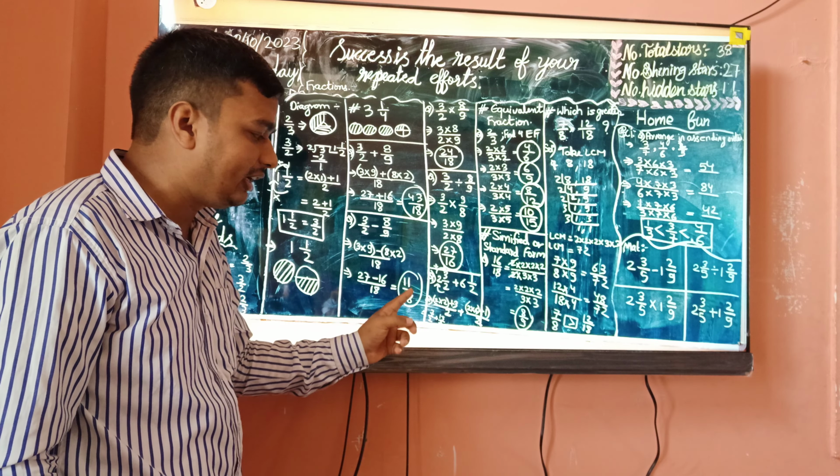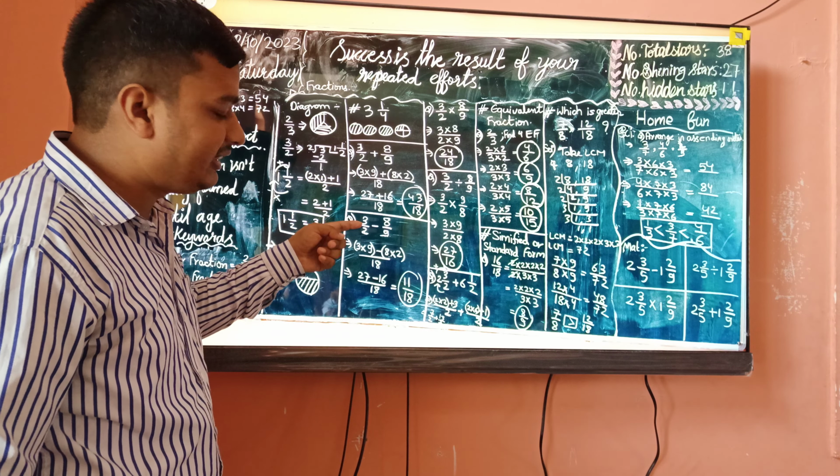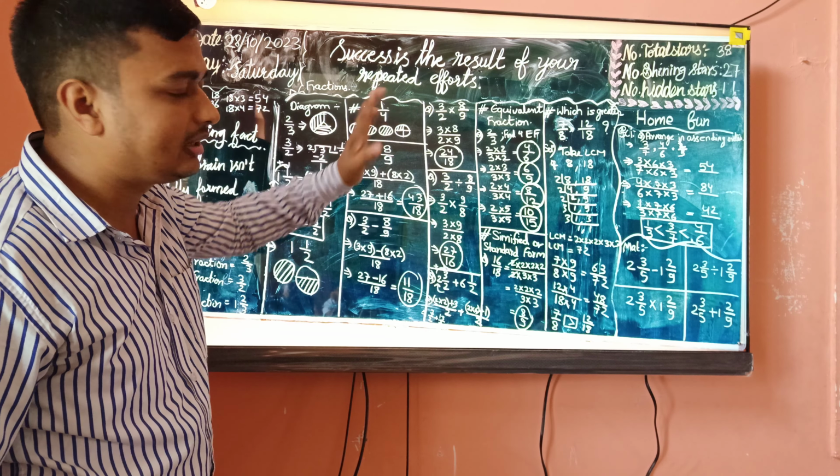27 minus 16, I got 11 by 18. That is our answer. Now let us move to the same. Here addition is completed, subtraction is completed. Now we are moving to the multiplication.